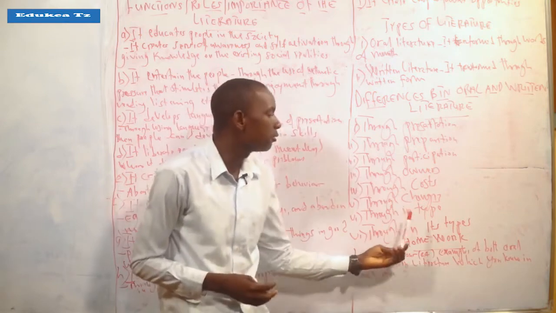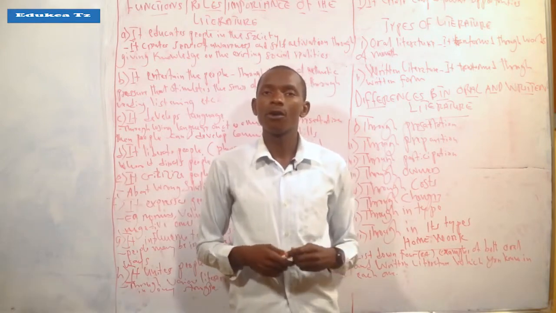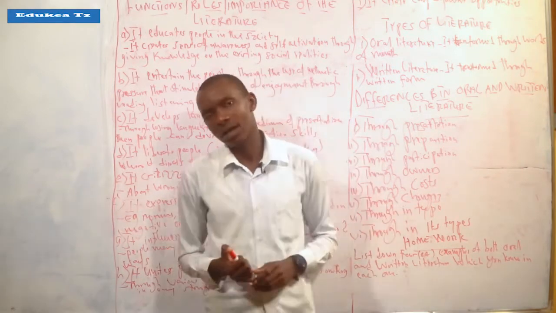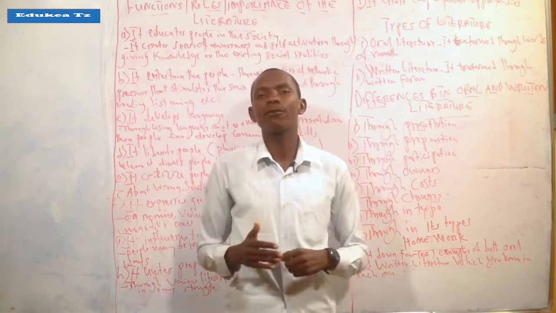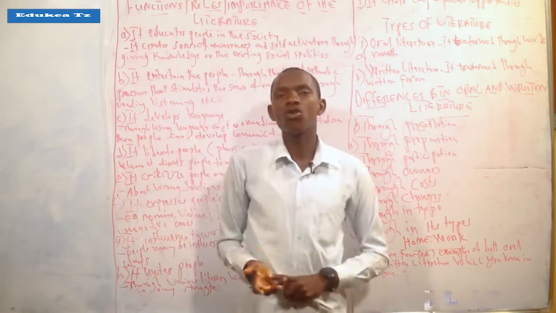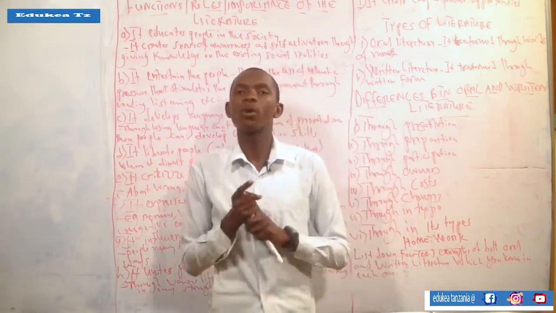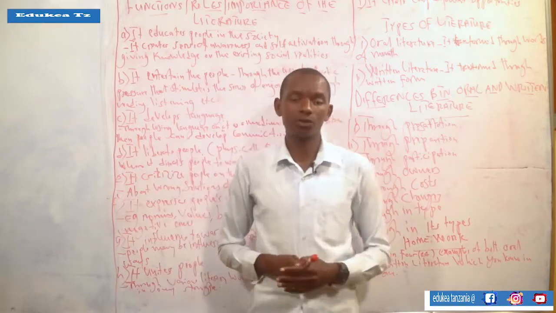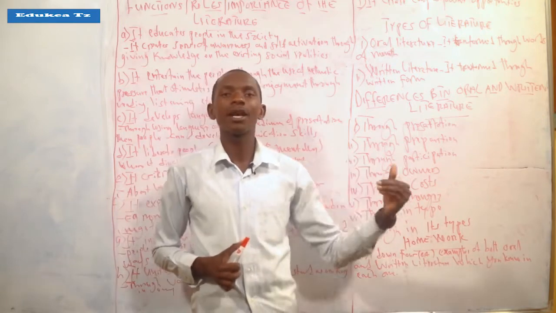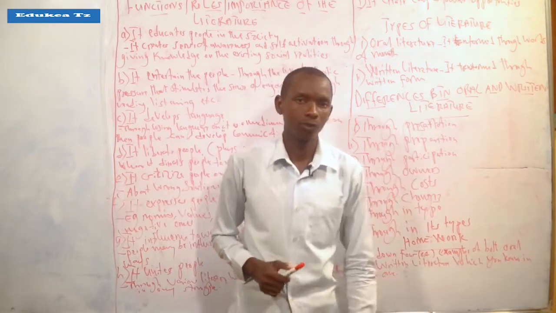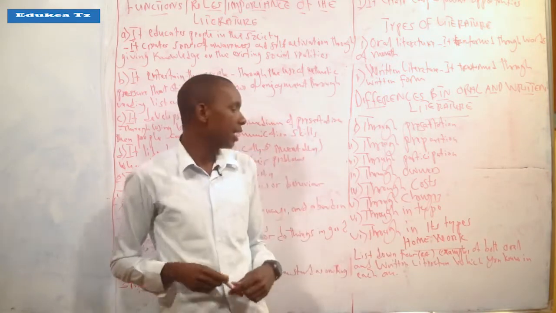Also, another one is type. Oral literature has several types, but in written literature there are only four types, which are plays or dramas, that is the first, the second is the novel, the third is poetry, and the last is short stories. So these are the four types of written literature. But when you trace back oral literature, there are so many of them. So that is another difference between oral literature and written literature.